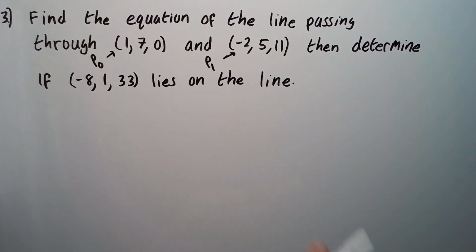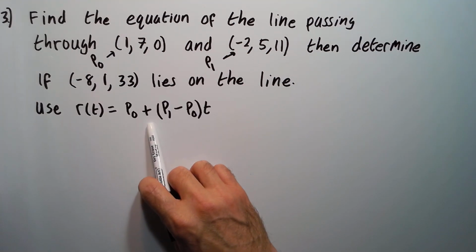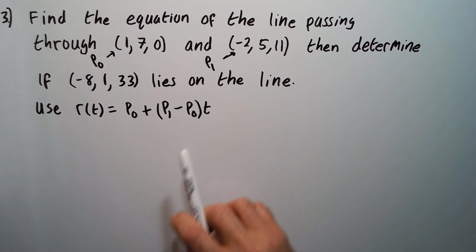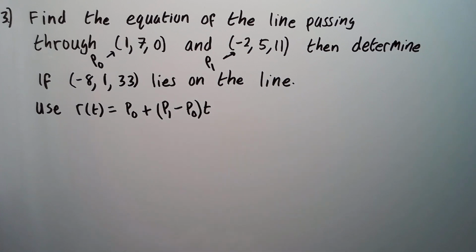Okay, I've labeled them. Now let me write the equation of the line through 2 points in 3 space. Okay, so here's the equation of the line. It's going to be P0 plus P1 minus P0 times T. Okay, so let's start plugging these in now. So my P0 is this, my P1 is this. Let's plug it in over here.